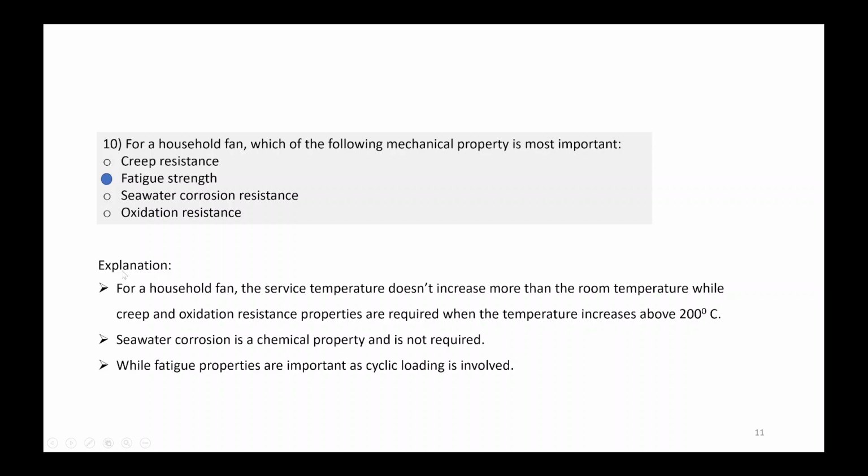Now we can explain this by saying that for a household fan, the service temperature doesn't increase more than room temperature, while creep and oxidation resistance are required when the temperature increases above 200 degrees C. Seawater corrosion resistance we require when our application is to use it in seawater, near seawater. So for example, marine applications will require seawater corrosion resistance. And fatigue property is the most important, as cyclic loading is involved in fans.